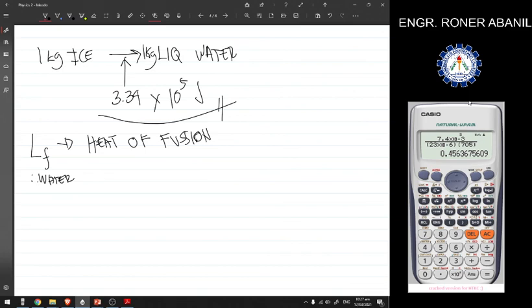Ayan, umiiyak na yung anak ko. Nagising na. Pasensyahan nyo na kung mayroong background na nag-iiyak dyan.